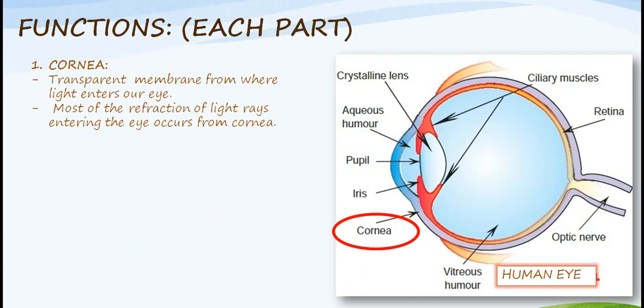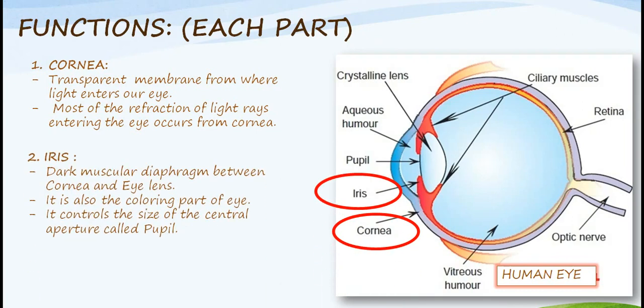So whenever you see anything, that means the light rays are coming inside your eyes. So first they interact with cornea. Interact means they enter through cornea. So most of the refraction occurs while the light is going inside our human eye by cornea. Clear? Moving on to the next, that is iris.